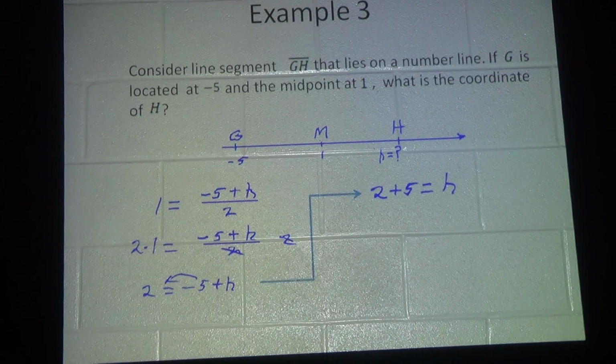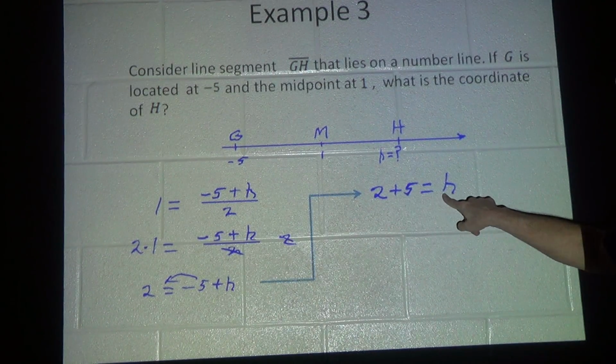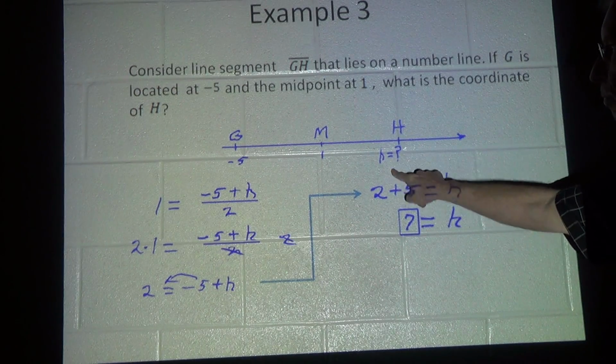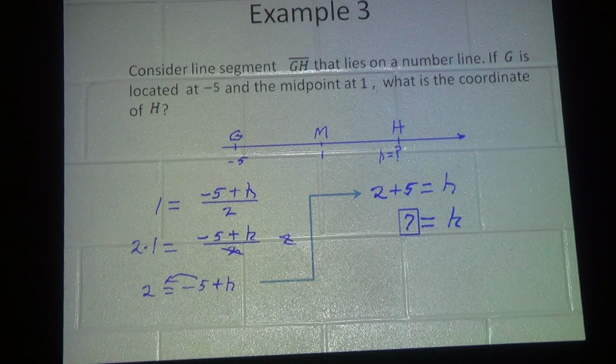So this becomes 2 plus 5 equals H. So 7 is equal to H. So the endpoint over here would be at point 7.